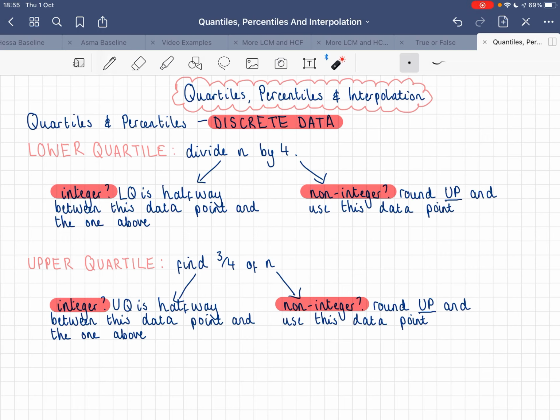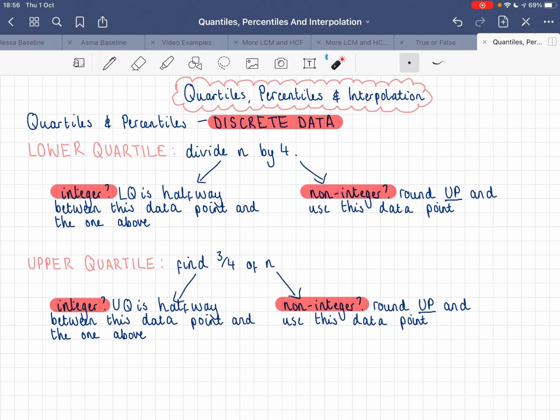Okay, if it's not an integer, then we round that up. So say it was 13, and you divide 13 by 4, you get 3.25. You get a non-integer value. We would round that up to the next data point. So even though it's 3.25, and normally we would round that down to 3, we always round up, so it goes up to the next data point.